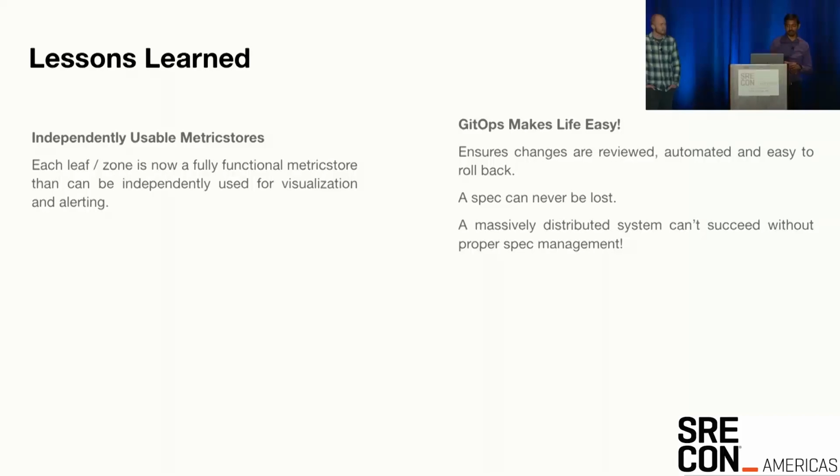GitOps made life very easy for us in the sense that specs are no longer managed directly on the API server. Git provides the required audit log. It's easy to roll back by just reverting to the previous stable commit. And with such a massively distributed system, it wouldn't be possible for us to manage specs without the use of GitOps.